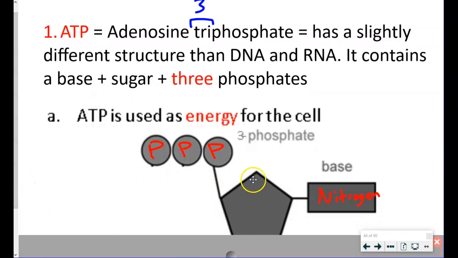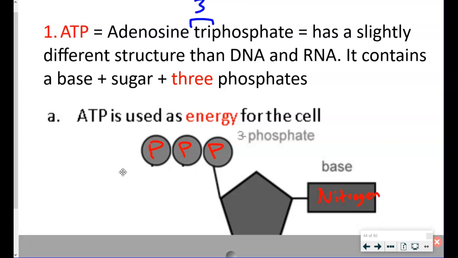Okay, so it's the same pentagon sugar, the same nitrogen base, but instead of one circle for phosphate, there's actually three of them. And these extra connections where these phosphates are actually hold a lot of energy. And this is how your body stores energy to be used later. So this chemical is super important. We're going to talk about it a lot in our energy unit.